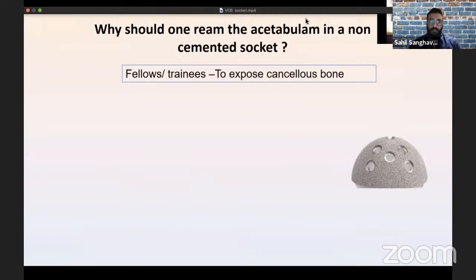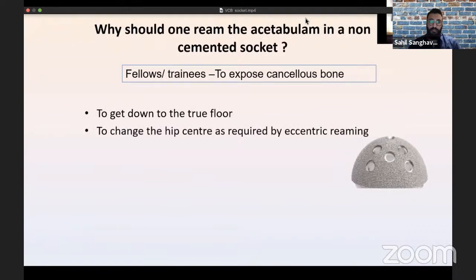Then why should you ream? There are three reasons for it. First is that no matter which indication you're doing the cup for, you must get down to the true floor. That's an absolutely fundamental principle. That's the reason why you ream. Reason number two is to change the hip center, as required, by eccentric reaming. We know that in various pathologies, the hip will remodel based on the pathology and migrate in any one direction. Now, to bring it back to where it was, we do eccentric reaming of the eccentric socket to make it concentric again. So that's the second reason why we ream.